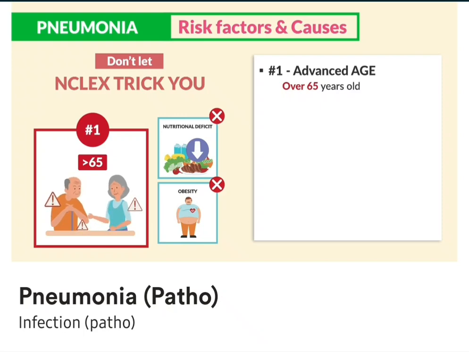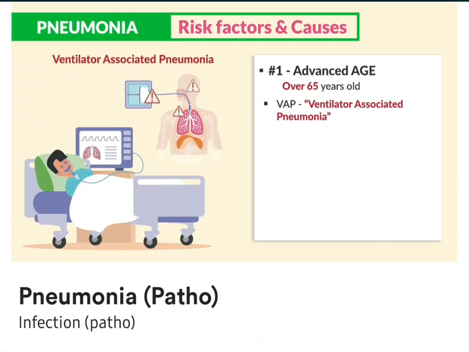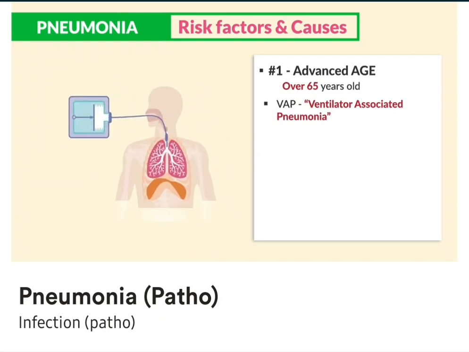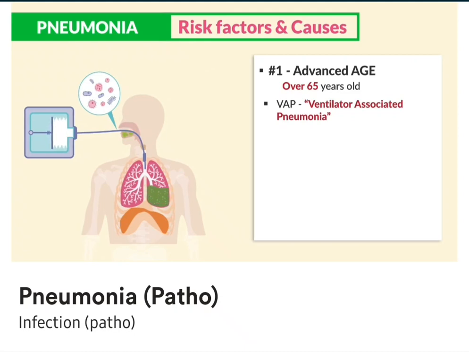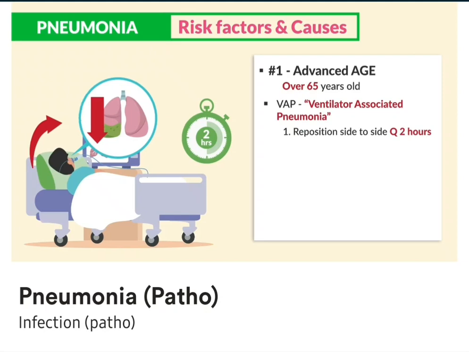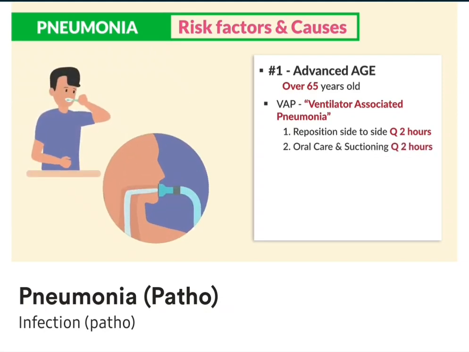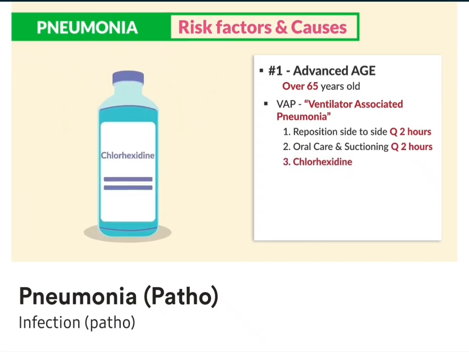Now another highly tested cause is for clients on ventilators who get VAP, ventilator-associated pneumonia. This happens when secretions in the mouth and throat contain bacteria that cause pneumonia. So it's critical to, number 1, reposition the client side to side every 2 hours. This helps to mobilize secretions. We do oral care and suctioning, again, every 2 hours, with chlorhexidine. These 3 key points are always on Select All that apply questions for VAP.